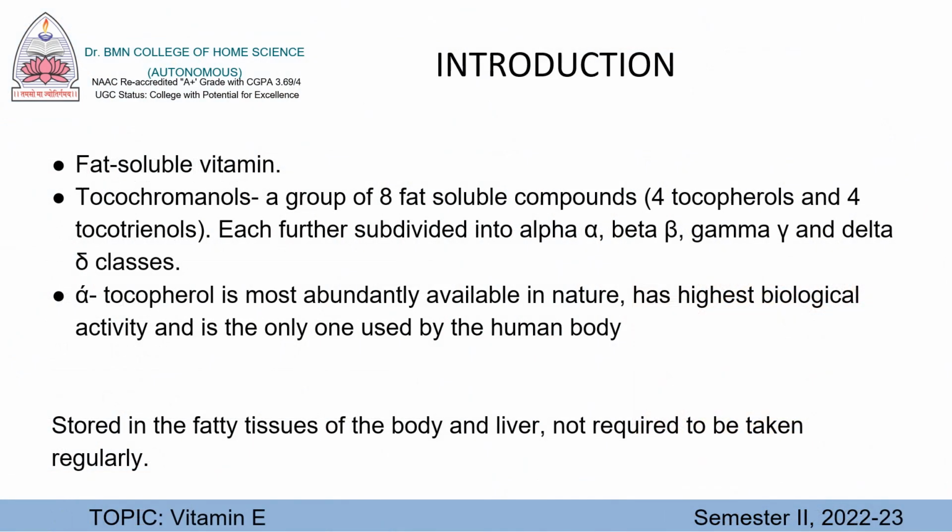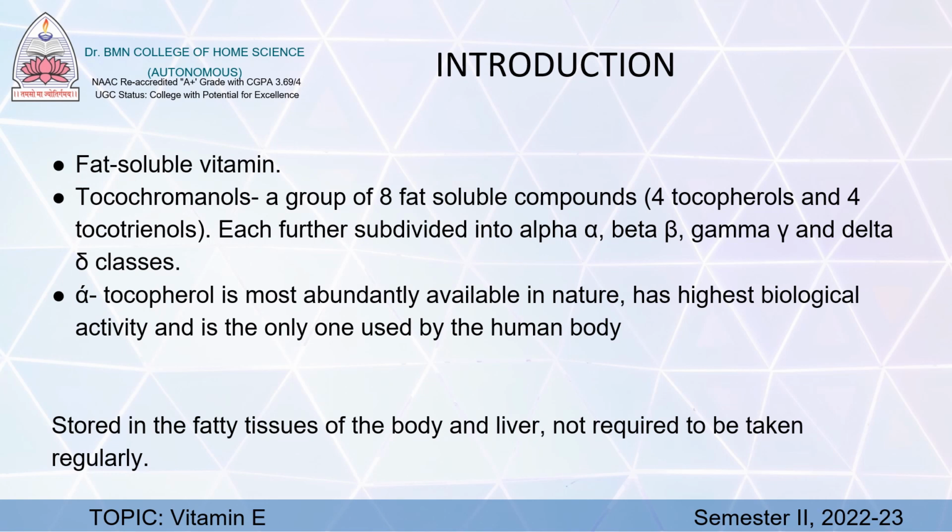Vitamin E is a fat-soluble vitamin. This incredible vitamin is collectively termed as tocochromanols. Tocochromanols are a group of 8 fat-soluble compounds comprising of 4 tocopherols and 4 tocotrienols. Each of these are further subdivided into alpha, beta, gamma, and delta classes.